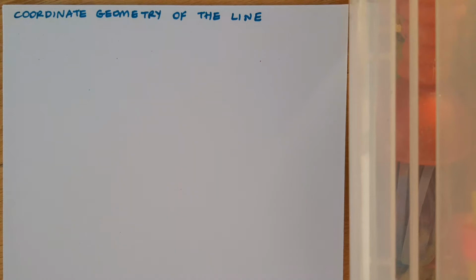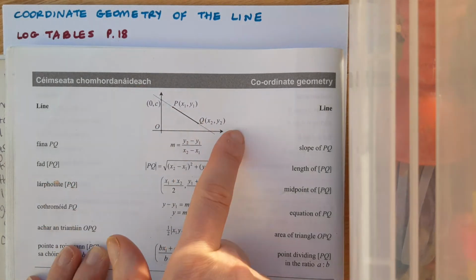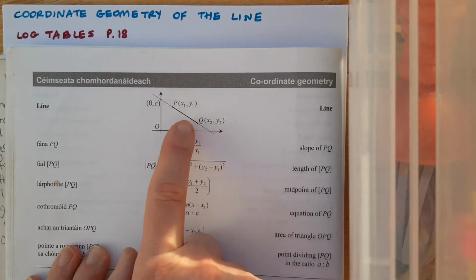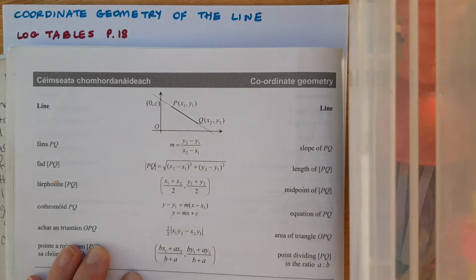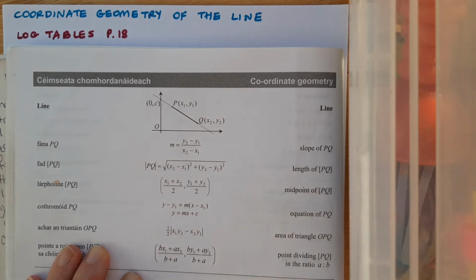In this video on coordinate geometry of the line, we're going to be looking at our formulae. So we'll need to have our log tables to hand. If you open up page 18 of your log tables, you'll see it looks like this. It starts off with a diagram, which just shows a coordinate plane with 2 points P and Q marked on it. And then there's a list of formulae directly below. We'll be using the first 4 formulae on this page, which are slope, length, midpoint, and equation.